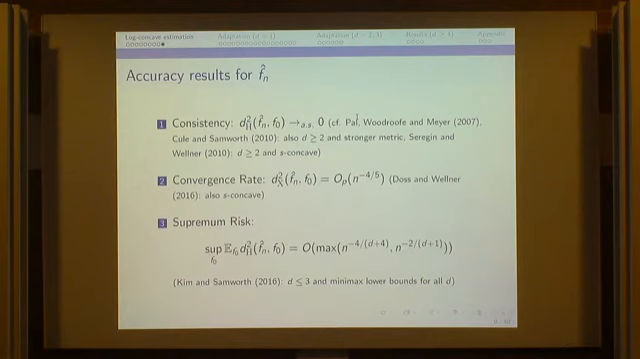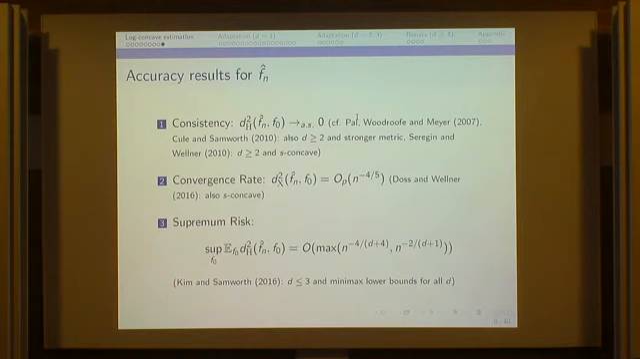Then Richard and I took a minimax approach. What we proved is that the supremum Hellinger risk can be upper bounded by n to the minus 4/5 when the dimension d is equal to 1, and n to the minus 2 over d plus 1 when d is equal to 2 and 3. I wrote it this way because it's compact, but actually the first one is larger when d is equal to 1, and the second term is larger when d is equal to 2 and 3.